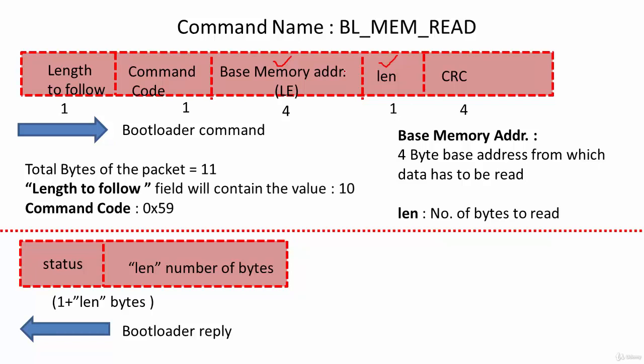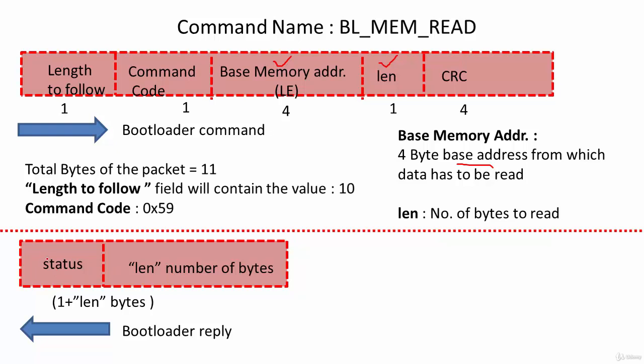Okay, so this is not a much useful command, but you can implement this command as a part of your bootloader development. And this command I have not implemented in this project, so I have left this as an exercise for the students, and if you are interested you can implement this. So here the base memory address means 4-byte base address from which data has to be read, and length is number of bytes to read, and the reply from the bootloader will be status plus length number of bytes.